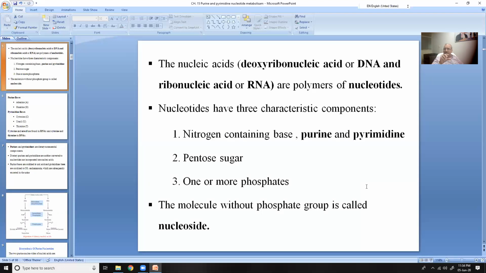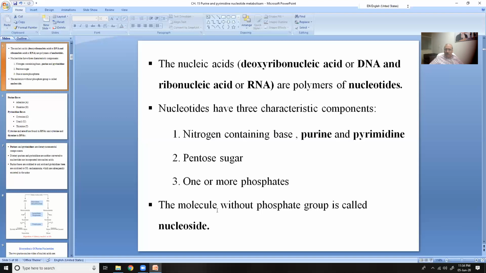When you are having a nucleotide, you should have a clear picture of what is there in the nucleotide. They have three characteristic components: a nitrogen-containing base, purine or pyrimidine. Any one of the bases adenine, guanine, thymine, cytosine, and uracil can be the nitrogen-containing base. There will be a pentose sugar, deoxyribose in DNA and ribose in RNA, and one or more phosphates.